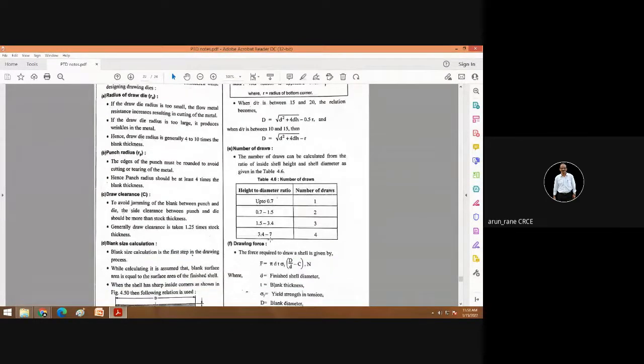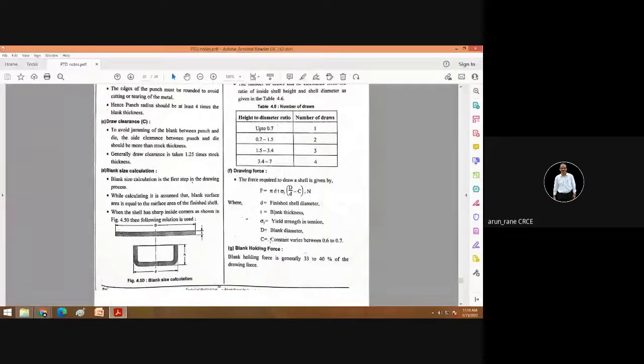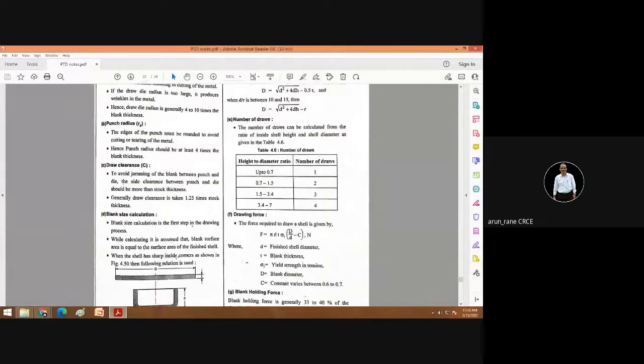Then the number of draws. Suppose you have a blank diameter of, say, 200 millimeter, and you want to make a cup size of, say, 20 mm, then you cannot do it in a single draw. So for that you have to decide how many draws will be required, 1, 2, 3 or 4. So that depends upon the height to diameter ratio.